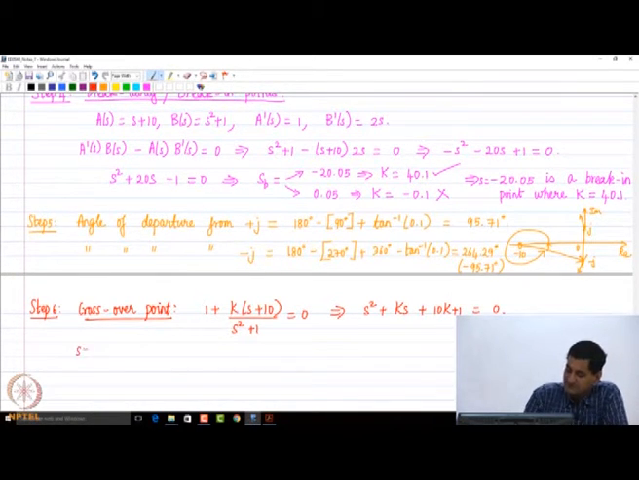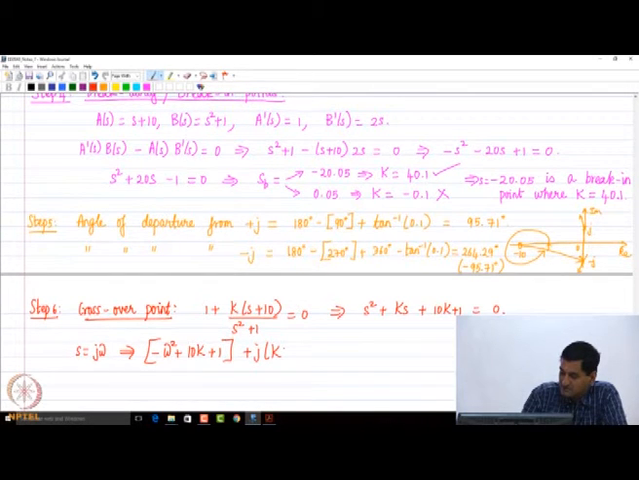If I substitute s equals j omega in this equation, what am I going to get? I am going to get minus omega squared plus 10k plus 1, plus j times k omega, equal to 0. Is this correct? Right, j times k omega equals 0. Now if you equate both the real part and the imaginary part to 0, what do you get?